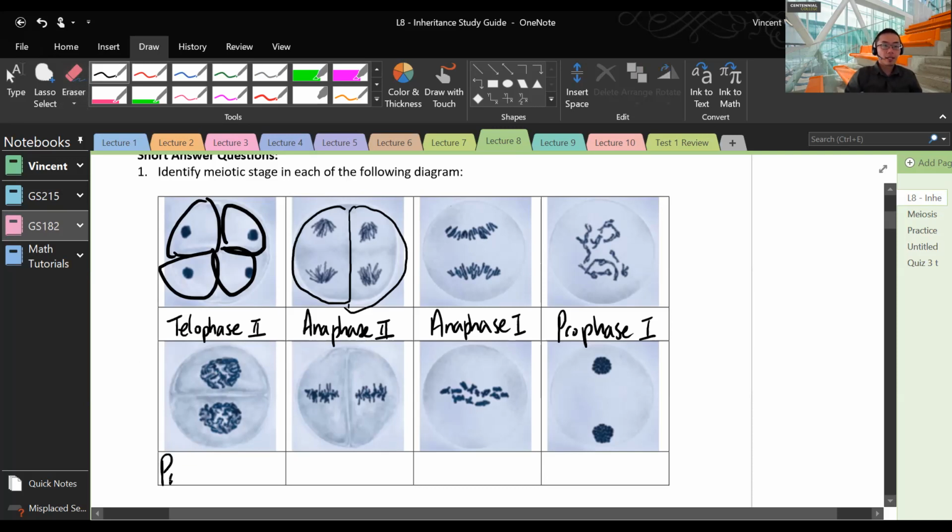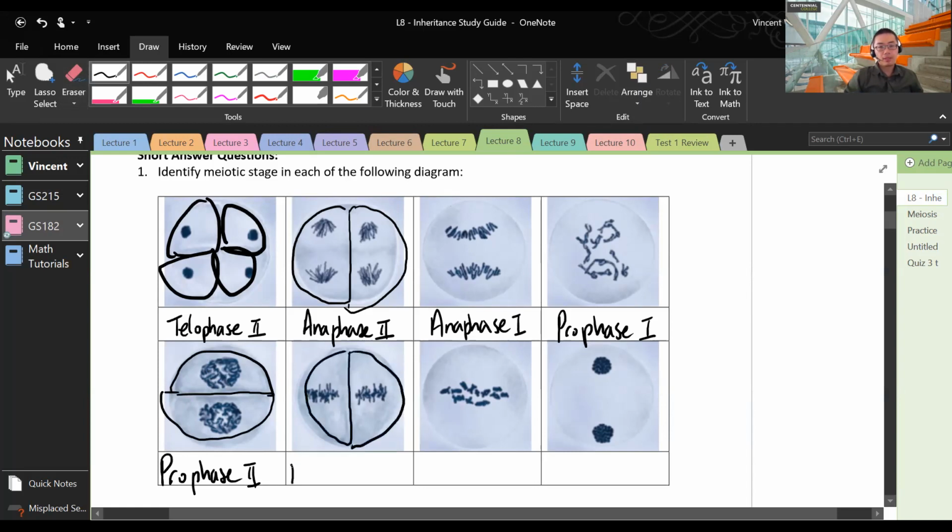That is prophase 2. Yes, very good, Laura. Prophase number 2. You already have 2 cells, right? And then the chromosomes are kind of out of the nucleus, ready to be lining up in the middle. And then here you also see 2 cells, and they're lined up in the middle. So that is metaphase 2.